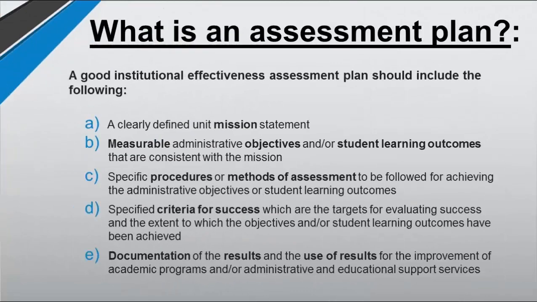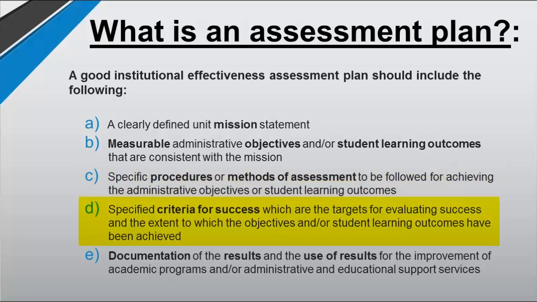After asking the previous questions, note that a good institutional effectiveness assessment plan should include the following. A, a clearly defined unit mission statement. B, measurable administrative objectives and/or student learning outcomes that are consistent with the mission. C, specific procedures or methods of assessment to be followed for achieving the administrative objectives or student learning outcomes.